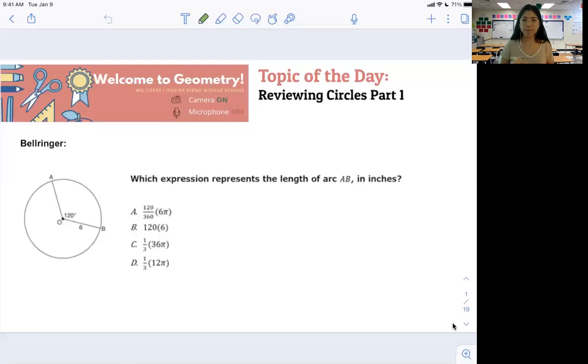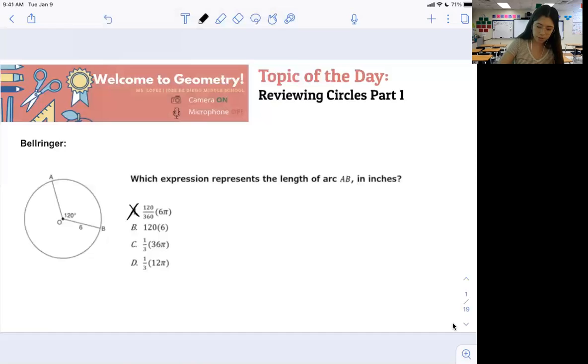All right. Let's get started. Which expression represents the length of arc AB? So there's a right answer and there's a decoy answer. Can anyone identify the decoy? Is it A? Yeah, A is the decoy. A lot of people chose A on the quiz and then got the wrong answer. It fooled a lot of people. Let's take a look at why A is actually wrong.